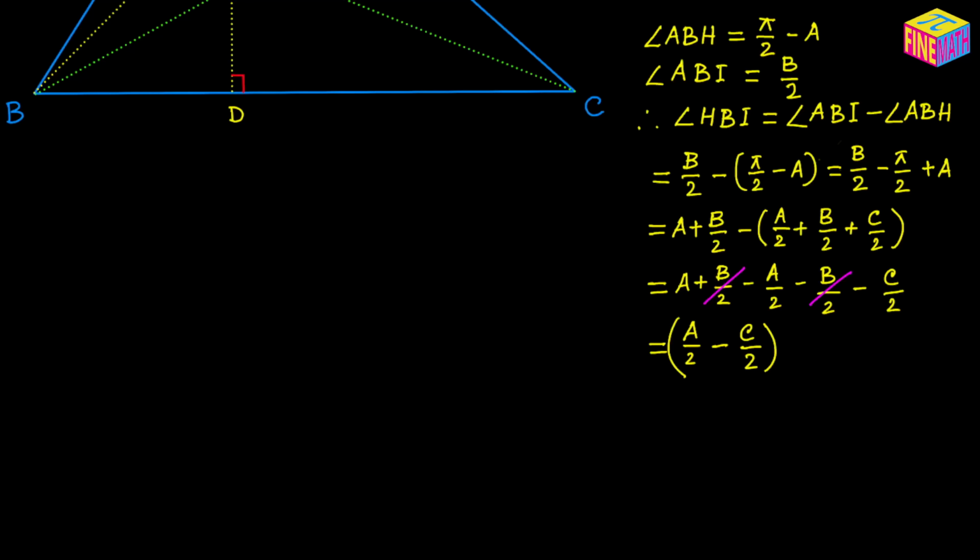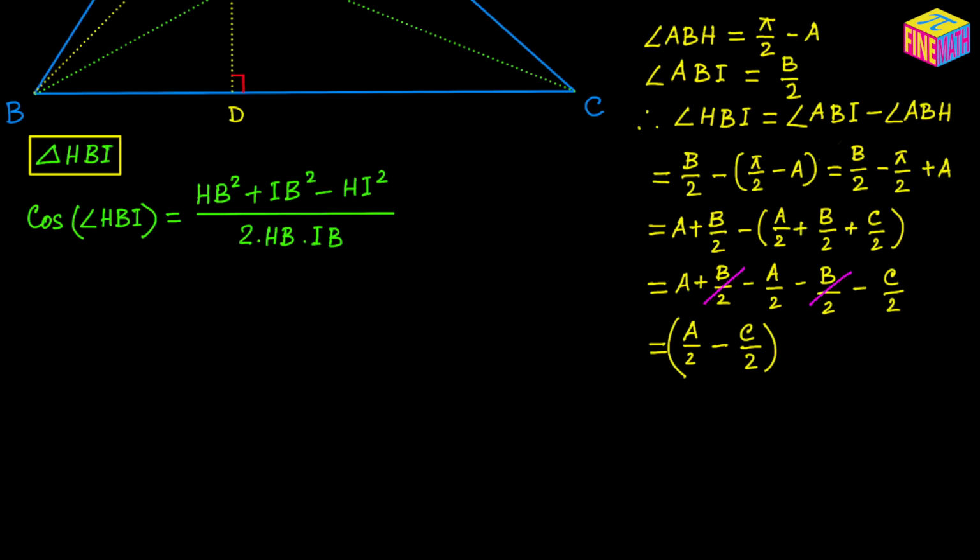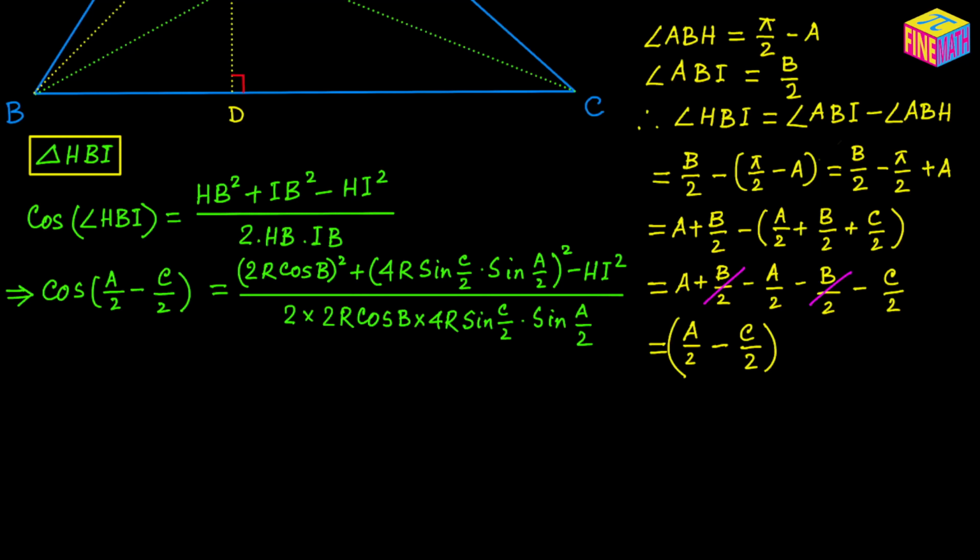So now our life is easy because we have been able to find the angle between HB and BI. We should be able to use the cosine law on that little triangle, which is triangle HBI. So let's do that. If we use the cosine law on this little triangle HBI, there we can say that cosine of the angle HBI will be equal to HB squared plus IB squared minus HI squared over 2 times HB times IB. And if we plug in the values of the angle HBI and the side length HB and the side length IB, then it's going to look like this. And here the only unknown is HI, and that's exactly what we need to calculate here.